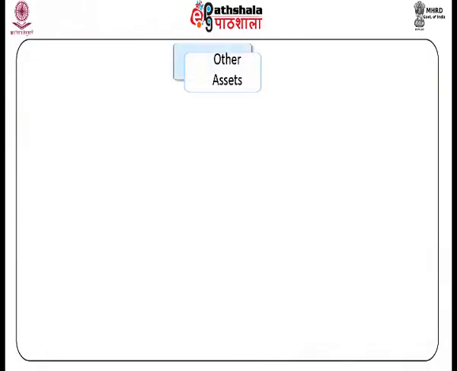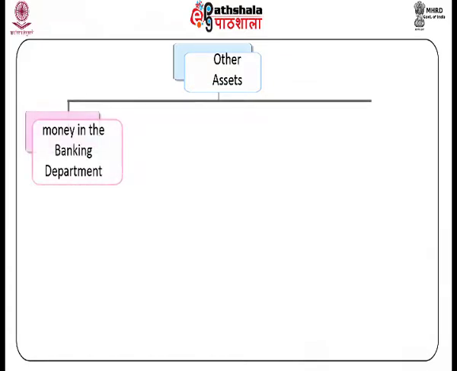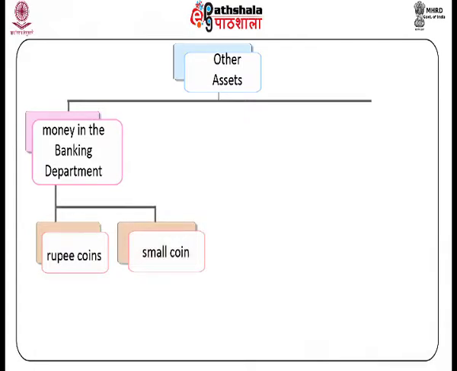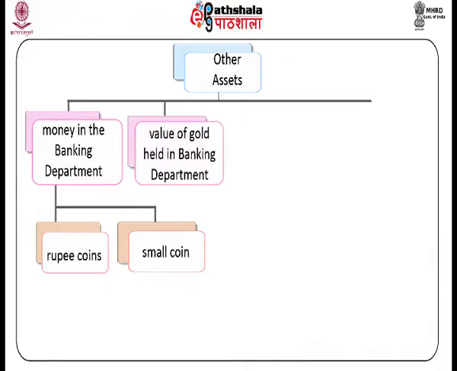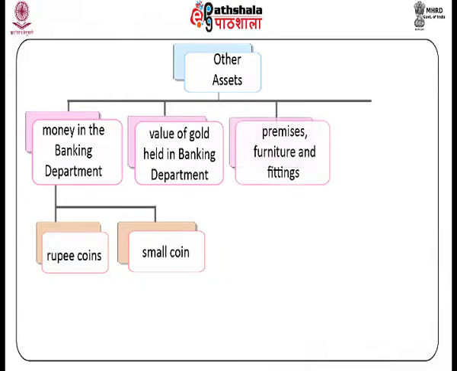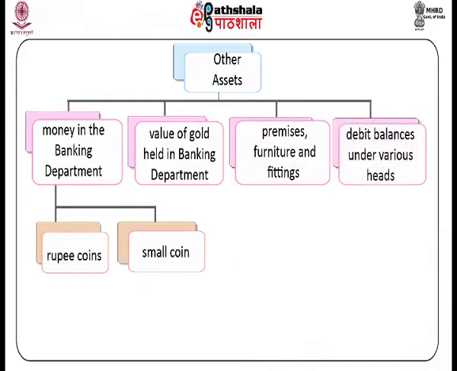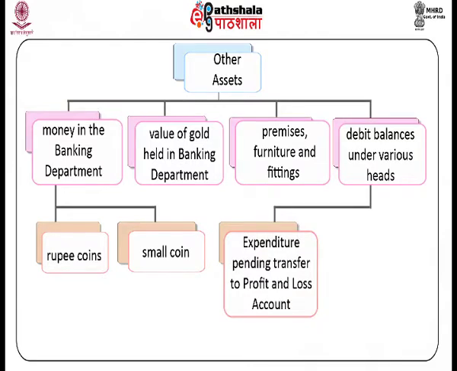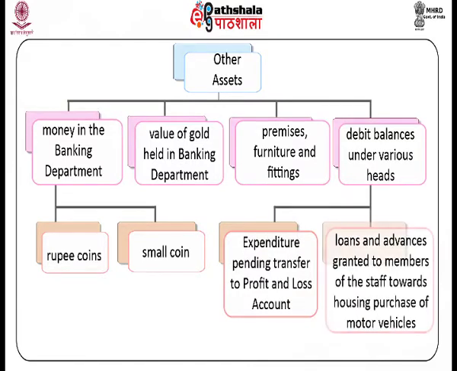The other assets of the banking department include money in the banking department in the form of rupee coins, which is a claim on the issue department, and small coins, which is a claim on the central government, and other assets including the value of gold held in banking department, premises, furniture and fittings, debit balances under various heads of expenditure pending transfer to profit and loss account, loans and advances granted to members of the staff towards housing, purchase of motor vehicles, etc. The Reserve Bank has now discontinued schemes of discounting various bills.